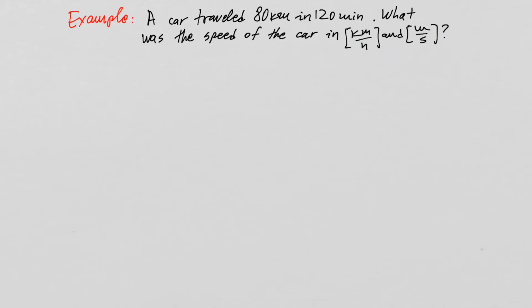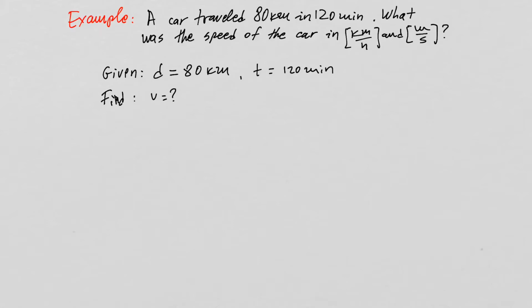Let's do an example problem calculating the speed of a moving object. A car traveled 80 kilometers in 120 minutes. What was the speed of that car in kilometers per hour and also in meters per second? So the definition of speed is the distance traveled divided by the time of travel. So what we know in this problem is the distance traveled, d, which is 80 kilometers, and the time of travel, t, which is 120 minutes. And what I want to calculate is the speed of the car.